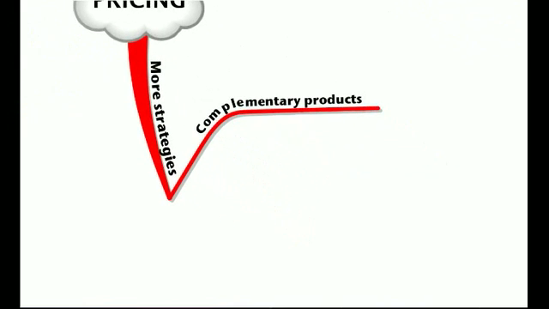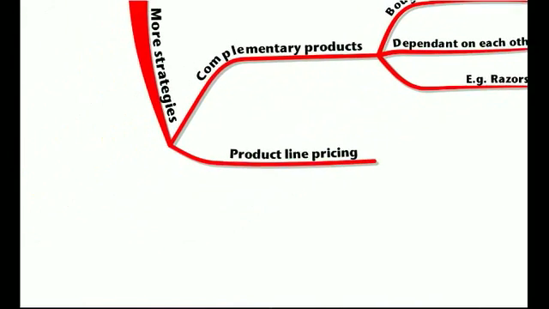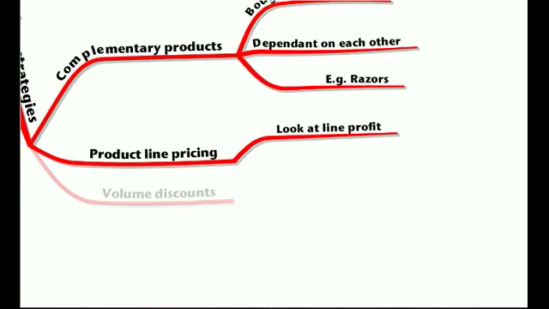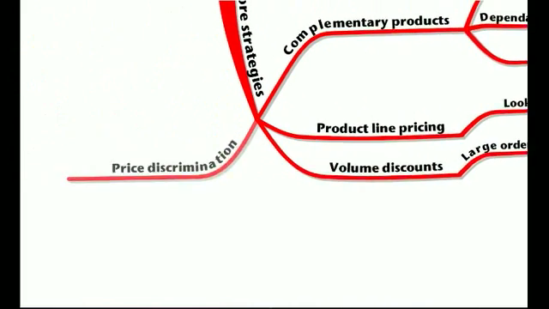Other strategies then were complementary products, where they're bought or used together. So they depend on each other for sales. For example, razors, you buy the handle and then you buy the blades. The handle is much cheaper. You'd suspect the business might make a loss on the handle, but then they make massive profits on the actual blades. So taking the handles off the market because they are not making a profit wouldn't be the correct strategy. Product line pricing, again, this is looking at the line profit, the profit between, for example, the razors and the handle rather than one in isolation. Remember volume discounts, large orders equal discounts.